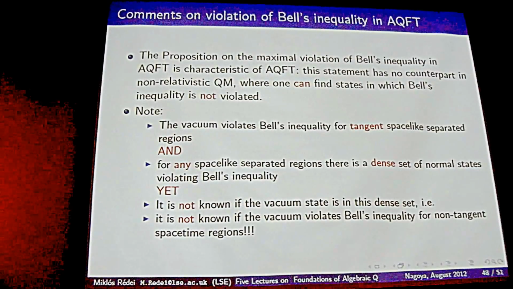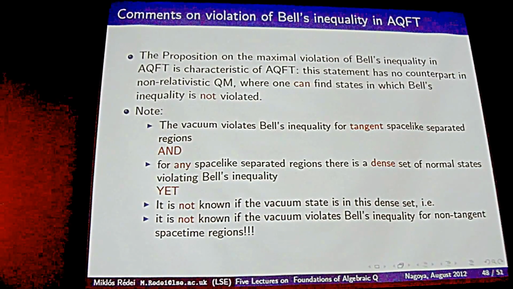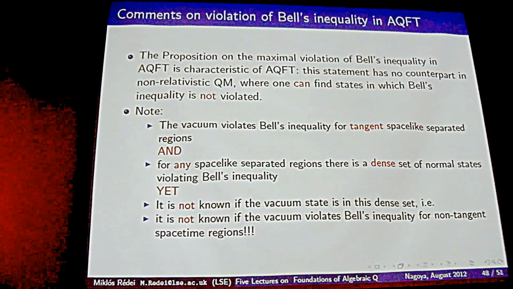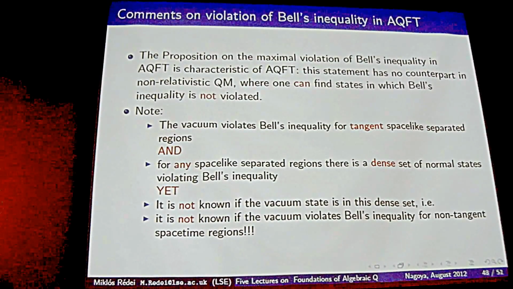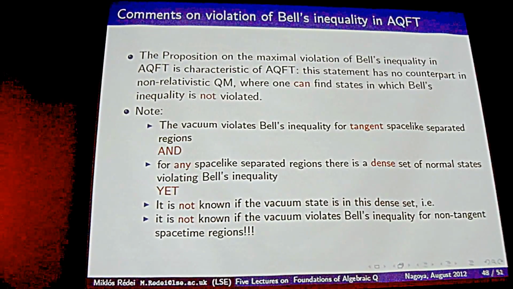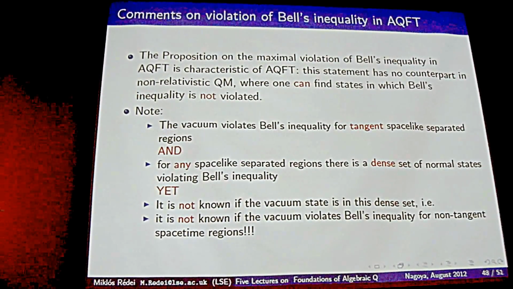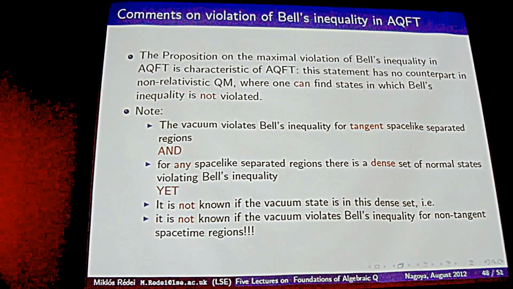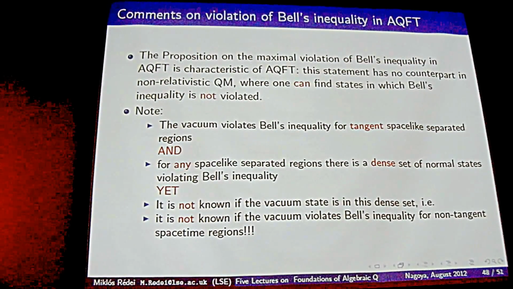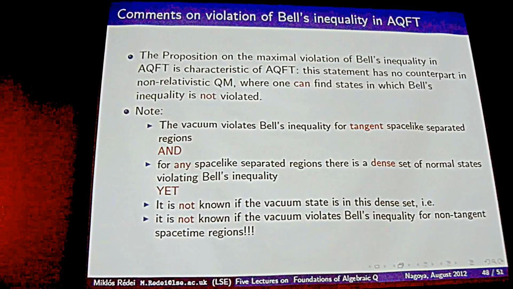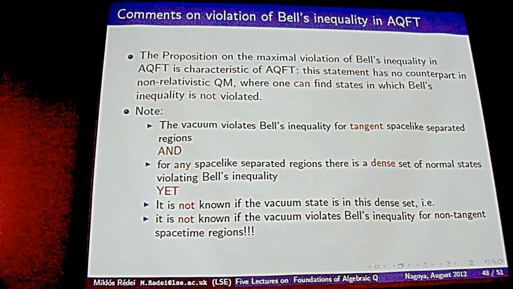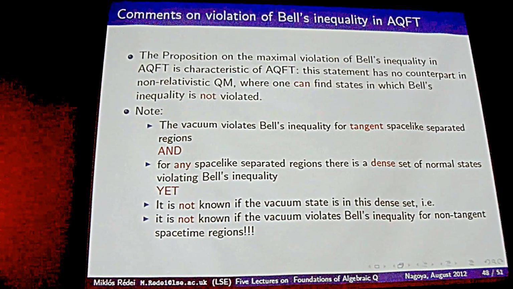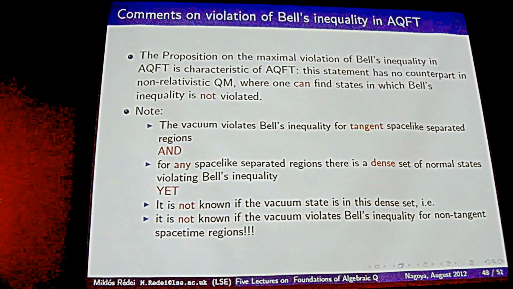Now, what is interesting here in this situation is the following. So the vacuum violates Bell's inequality for tangent space-like separated regions. And for any space-like separated regions, there's a dense set of normal states violating Bell's inequality. These are the previous two statements. Yet, it is not known if the vacuum state is in that dense set. That is to say, it is not known still today if the vacuum violates Bell's inequality for non-tangent space-time regions. It is one of the intriguing open questions here.